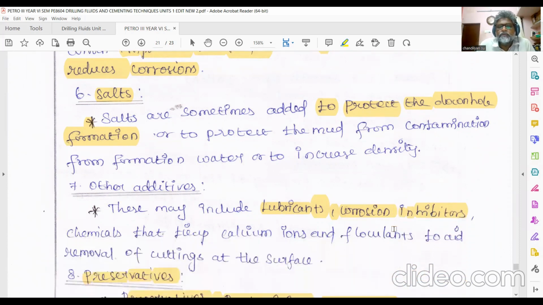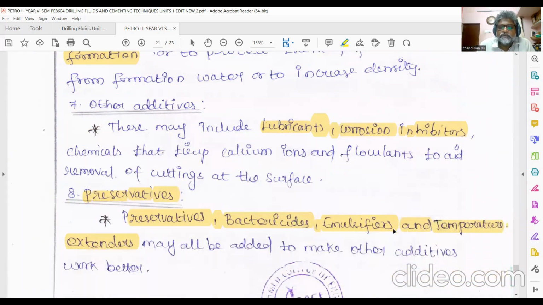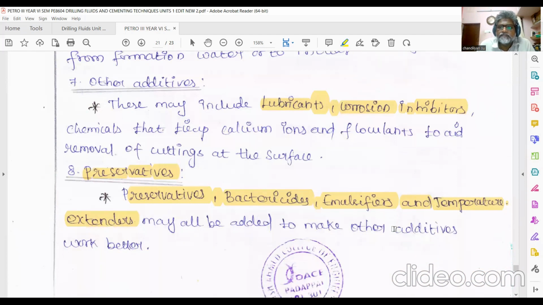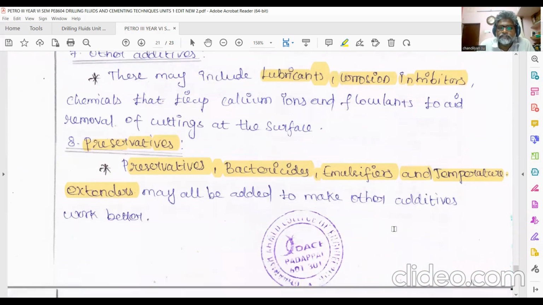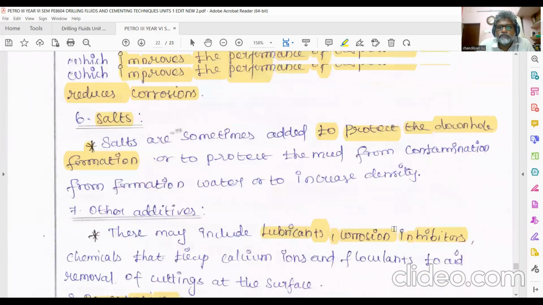The other additives are lubricants. We know what lubricants are. Then corrosion inhibitors, preservatives, bactericides, and emulsifiers, chemicals which are added to increase the emulsion nature of the fluid, and temperature extenders. These are other additives which are added to the drilling fluid.